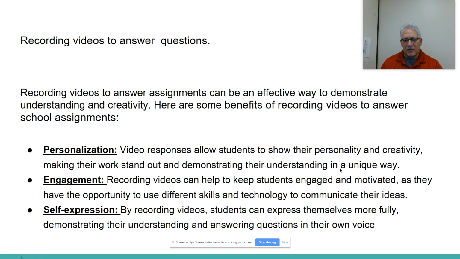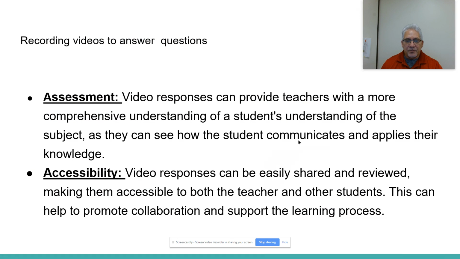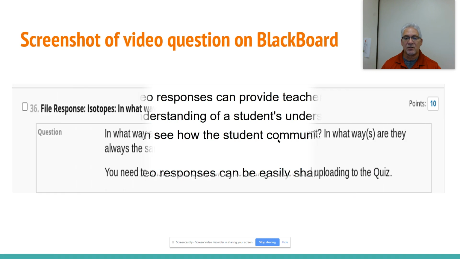Recording video to answer questions helps them to personalize their presentation, to be more engaged, and to have self-expression, as you will see in some videos that I will be sharing with you shortly. It also helps me to assess whether the students really know the definition and use the proper terminology to make a definition, and also provides accessibility for the student and also the teacher.